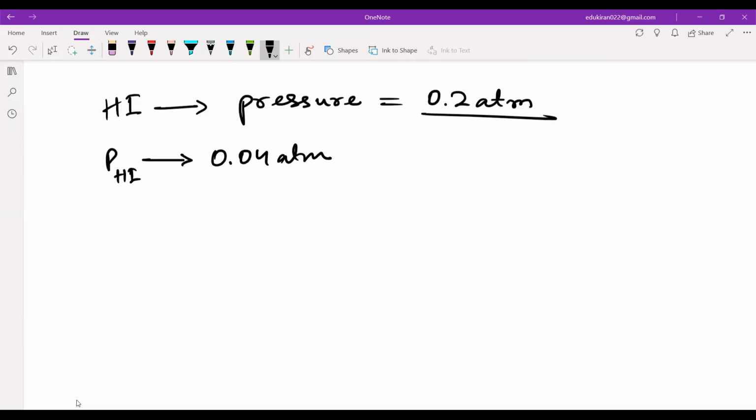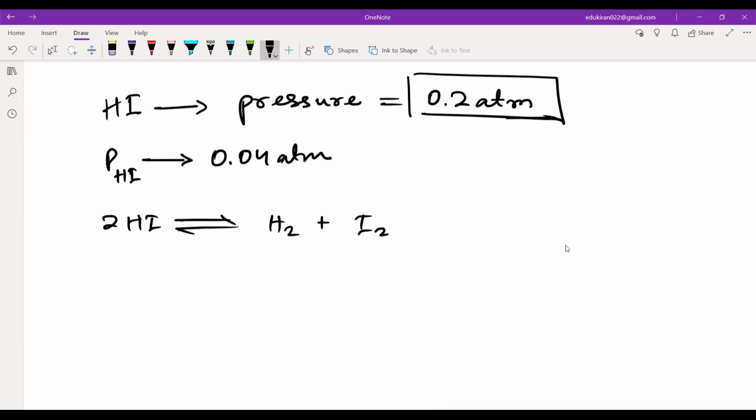Now we will have the reaction: 2HI is in equilibrium with H2 plus I2. Now you can see that there are 2 moles initially, and finally also there are 2 moles. So the pressure is not going to change, because pressure depends on the number of moles. Yes or no? So whatever concentrations you have, the equilibrium pressure will be 0.2 atm.